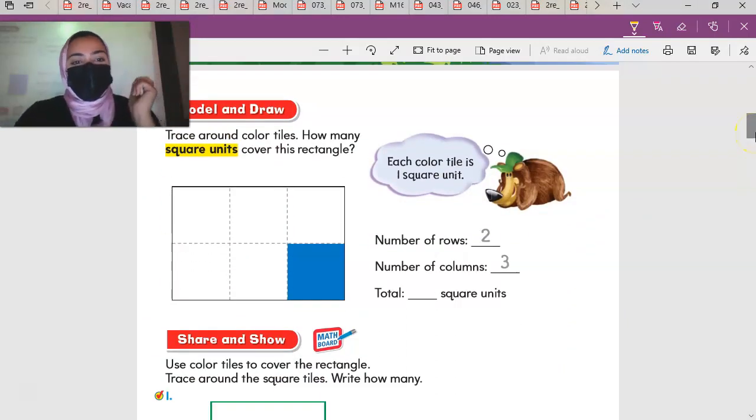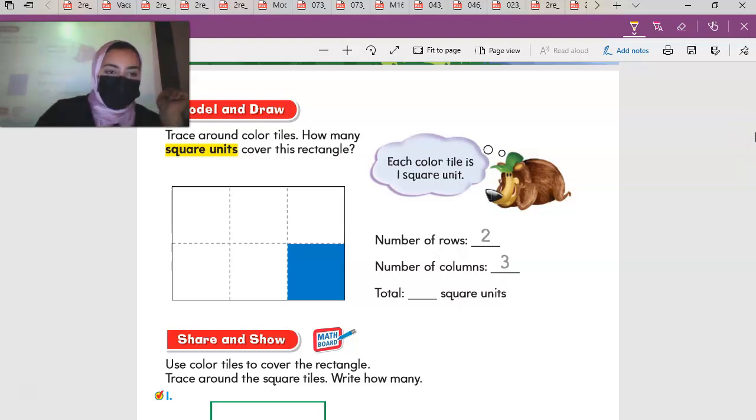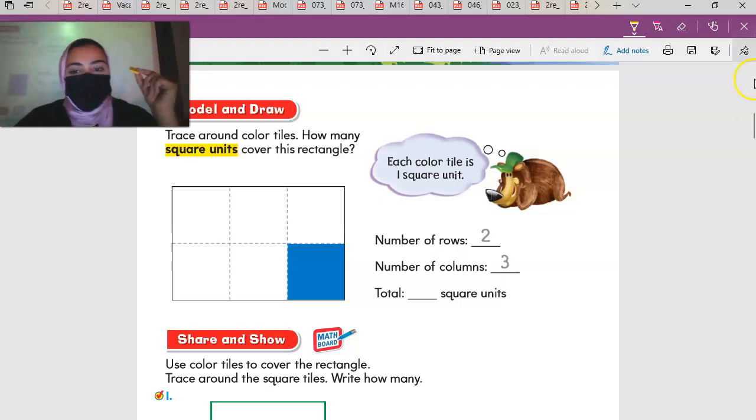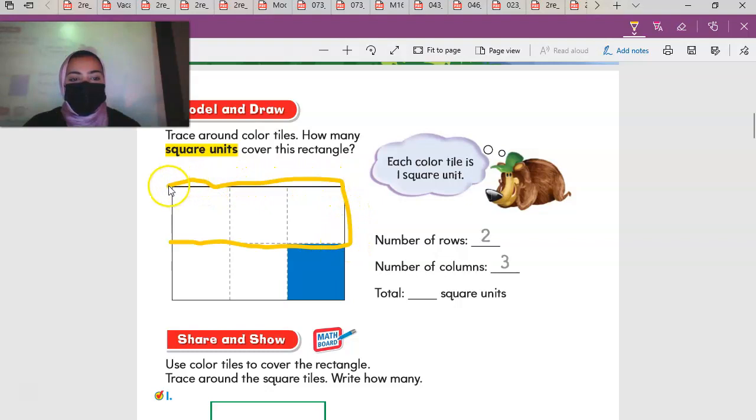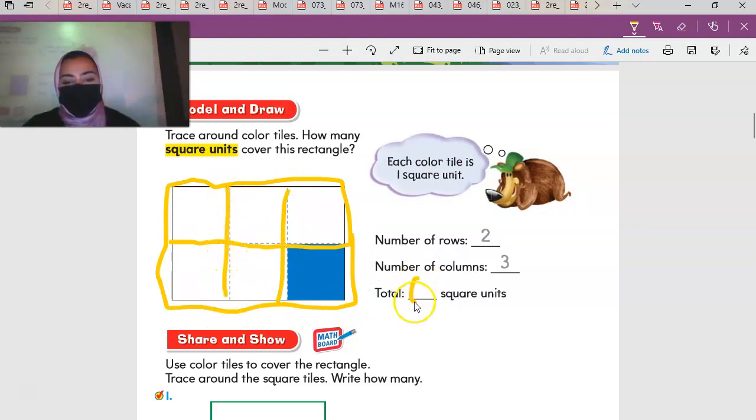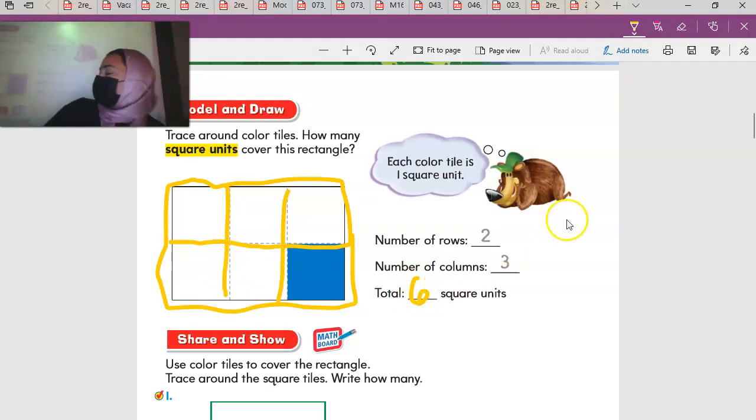Trace around color tiles. How many square units cover this rectangle? So these square color tiles are actually square units. They're just 1 inch by 1 inch units. 1 inch by 1 inch. So if we look at this here, we can see that there are how many square tiles covering this shape, class? Class, how many color tiles are in this shape? 6. So there are 6 color tiles. I need you to trace it. There are a total of 6 color tiles.